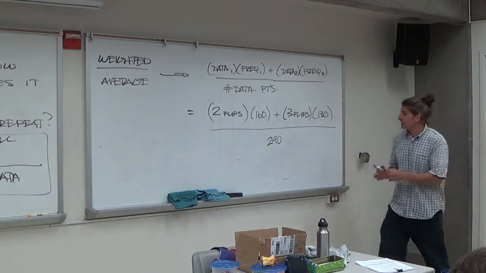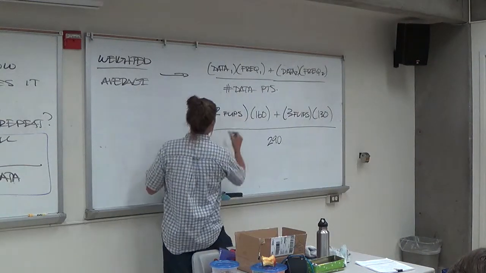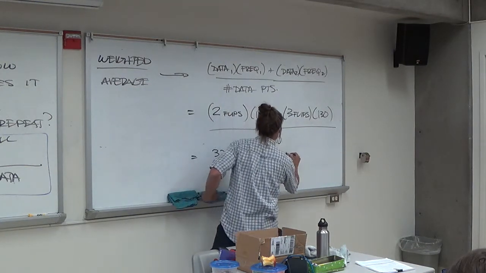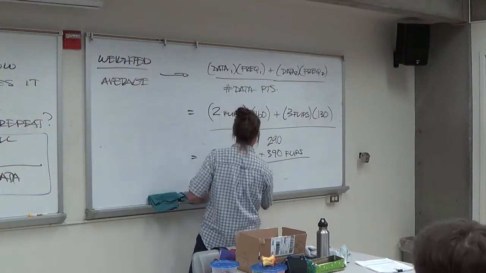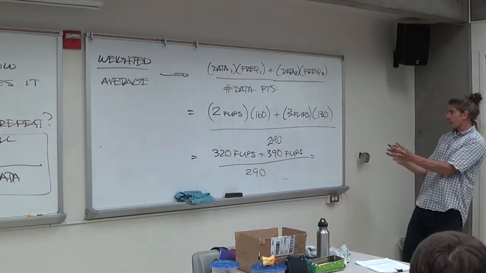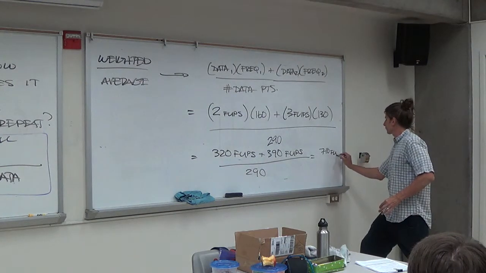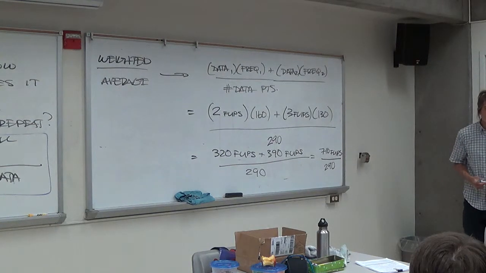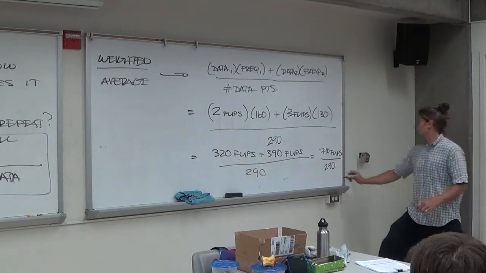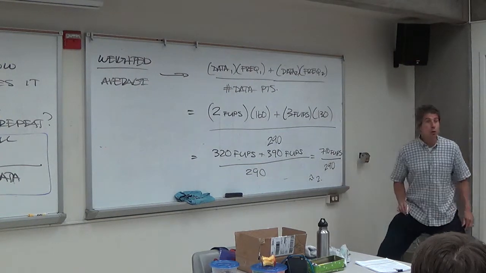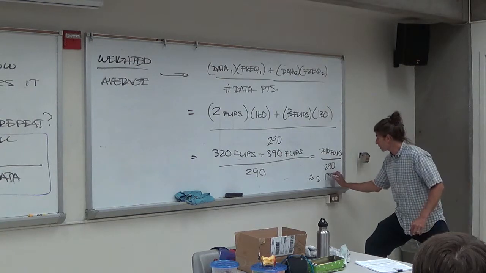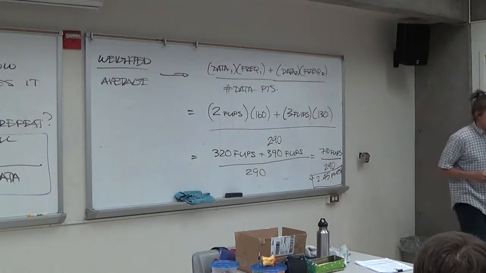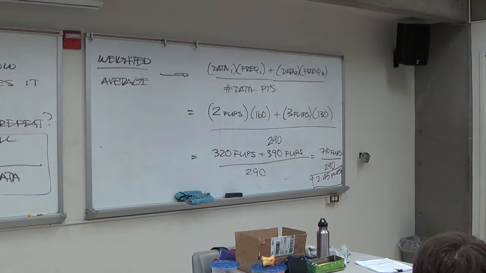All you got to do now is figure out what this is. So we've got 2 times 160, that's 320 flips, plus 390 flips, divided by 290 altogether, that's 710 flips over 290 trials. How many flips is that to the nearest tenth? 2.45. Yes. Thank you. It takes about 2.45 flips on average. Does that make sense?